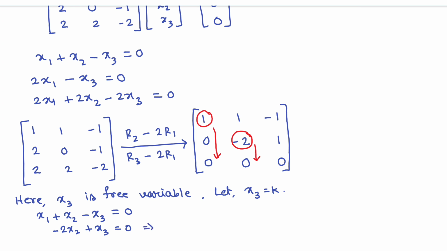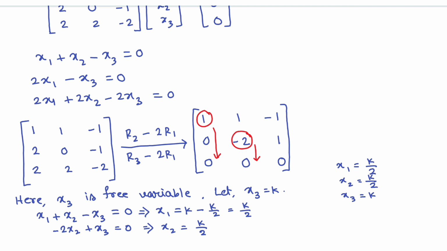So from here, x3 equals k, so x2 equals k by 2, and what will be x1? x1 equals x3 minus x2, and what is x3? k minus x2, that means k minus k by 2, so you are getting k by 2. So we are getting the solution that x1 equals k by 2, x2 equals k by 2, and x3 equals k. Okay, so is it correct now?